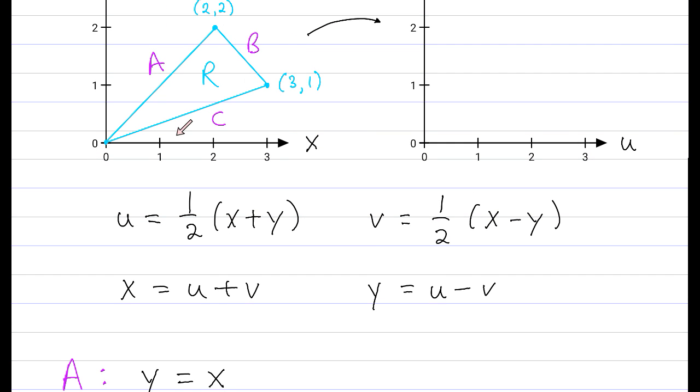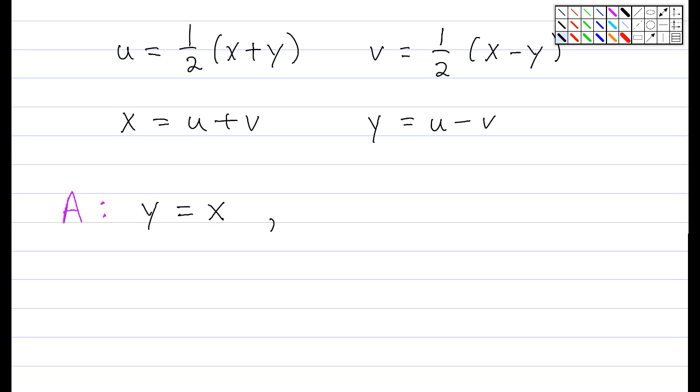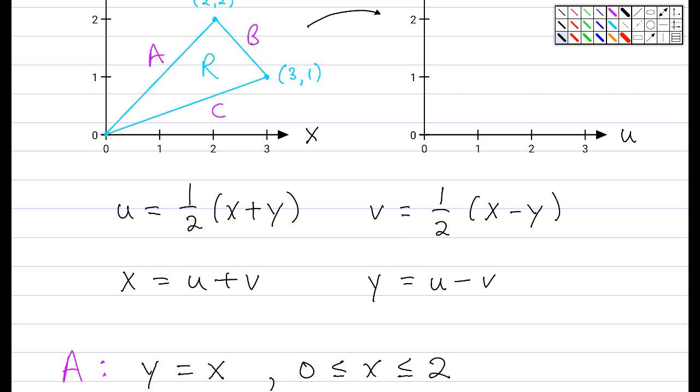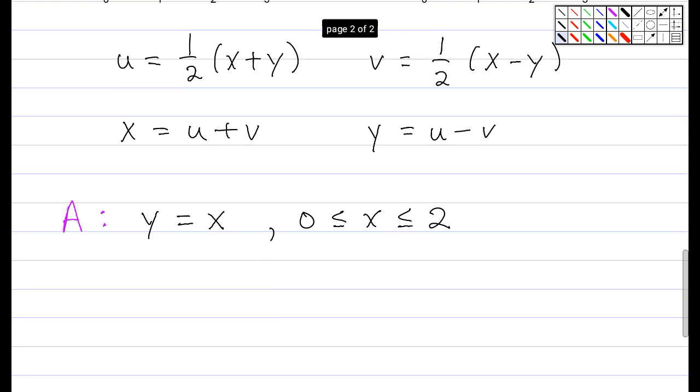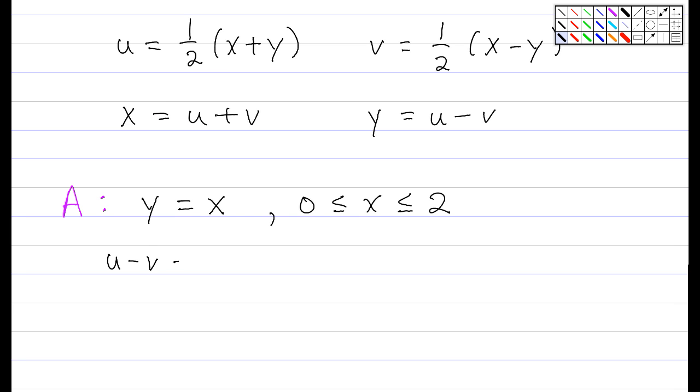What range of x values are we covering for that line segment? It's just from 0 to 2. This is kind of important, so make sure you write that down along with your equation for your line segment. X goes from 0 to 2. Now, if y equals x, let's substitute using our equations that we found. Substitute for y, u minus v. Substitute for x, u plus v. And we're going to get u minus v equals u plus v.